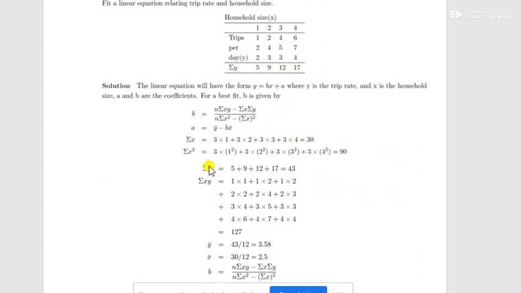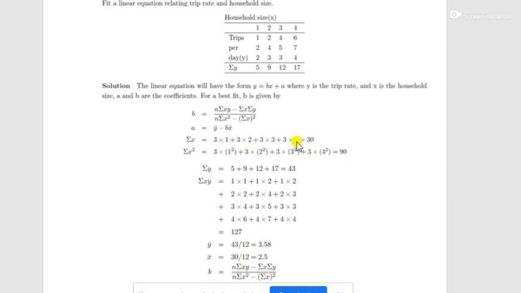Now, summation of x is 3 multiplied by 1, 3 multiplied by 2, 3 multiplied by 3, and 3 multiplied by 4. Total numbers of n is there, and summation of x is 3 multiplied by 1 plus 3 multiplied by 2, like this. And summation of x square: 3 rows are there, 3 multiplied by 1 square, 3 multiplied by 2 square, like this.